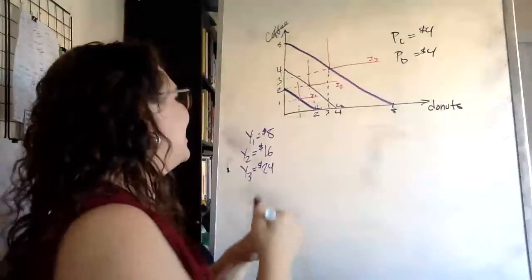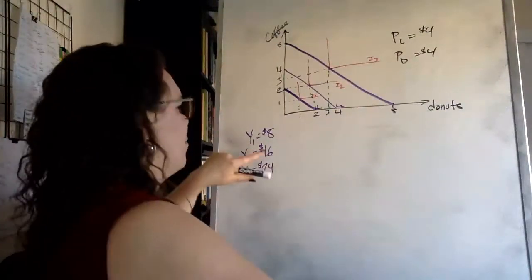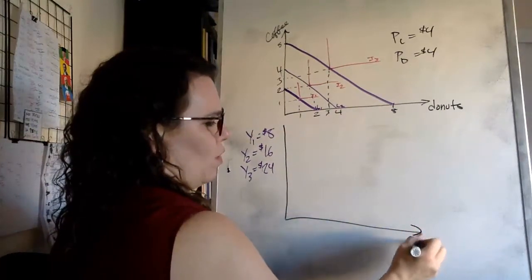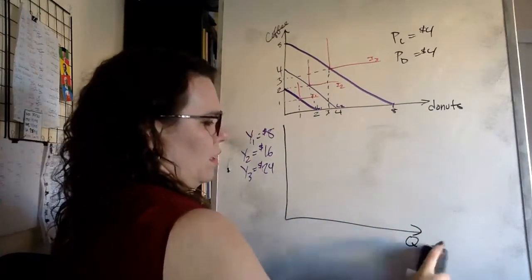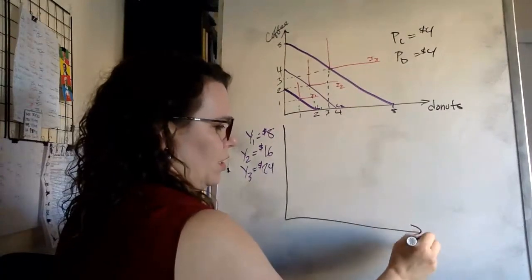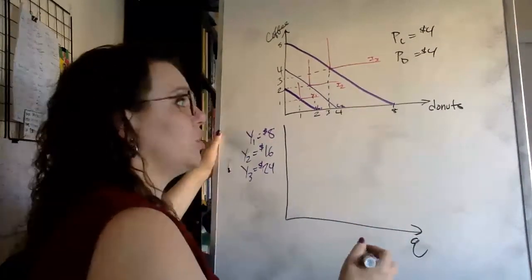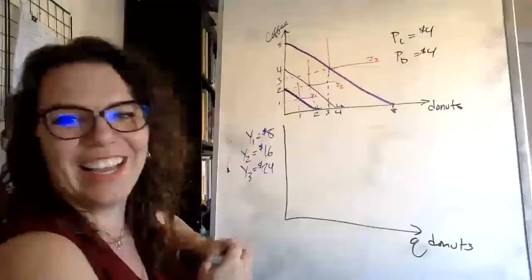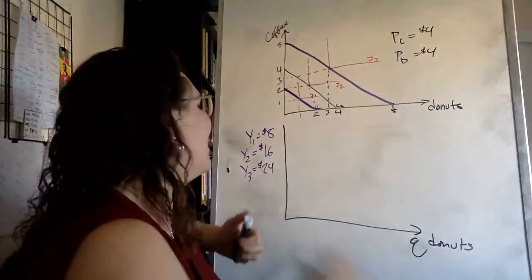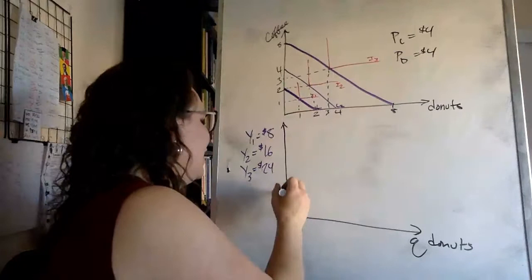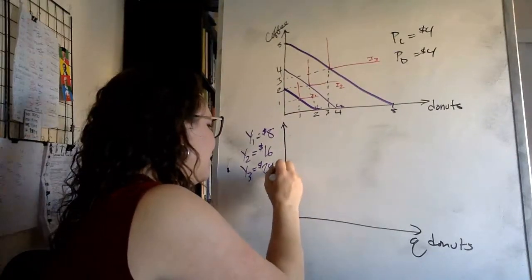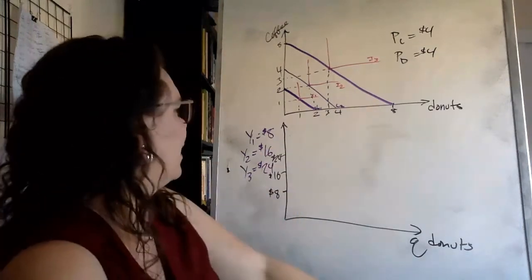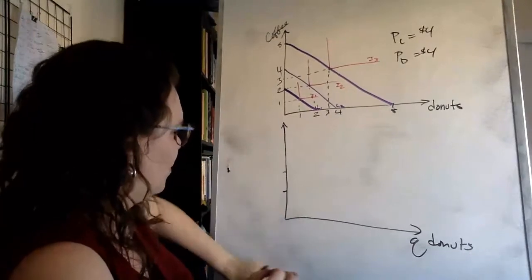Now we get to the fun part and derive the Engel curve. So remembering this stuff over here, I want to bring down another curve that has the quantity of donuts. The book tends to use lowercase q, which makes sense because we're looking at individual consumption points. And then over here we're going to have Hugo's income. So we'll have $8, $16, and $24.